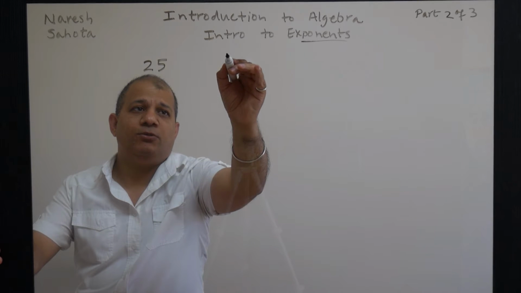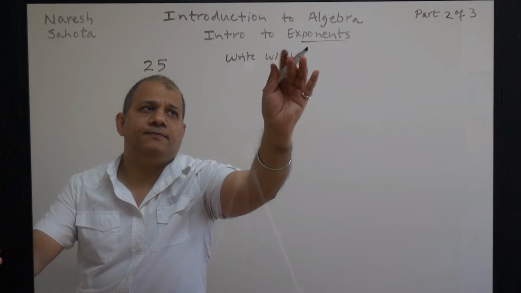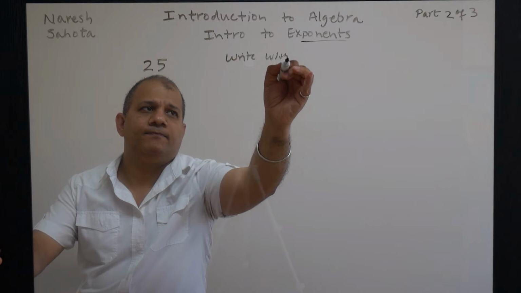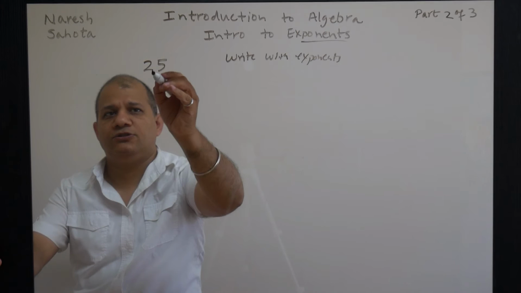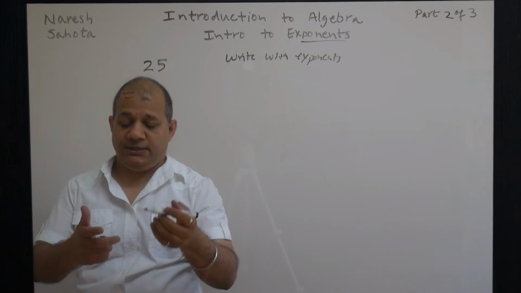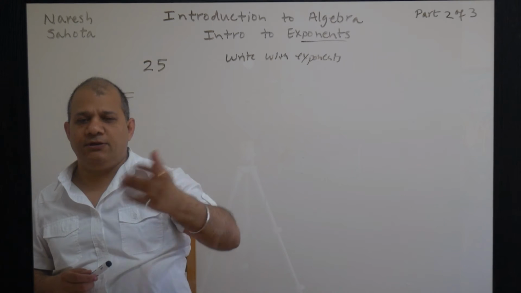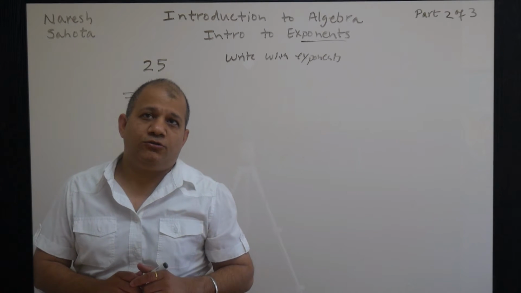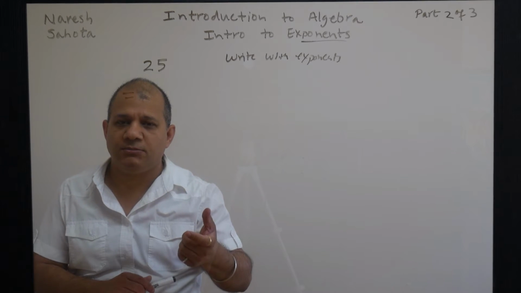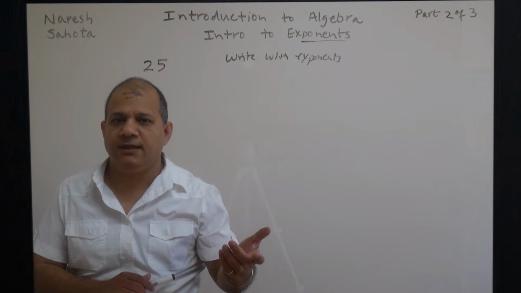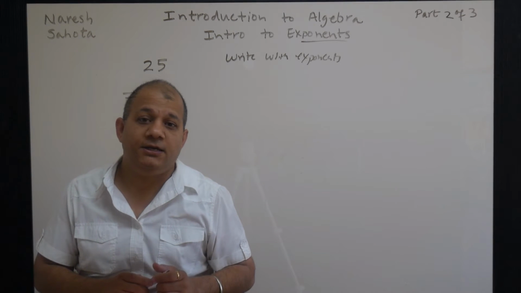So write with exponents. So that's a question. So how do we write 25 in terms of an exponent? So it simply means if you have an exponent, then you're also going to have a base. So 25, we just did our squares, right? So what number multiplied by itself, however many number of times, will give us 25?